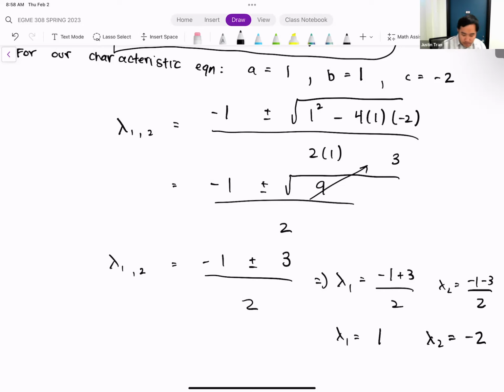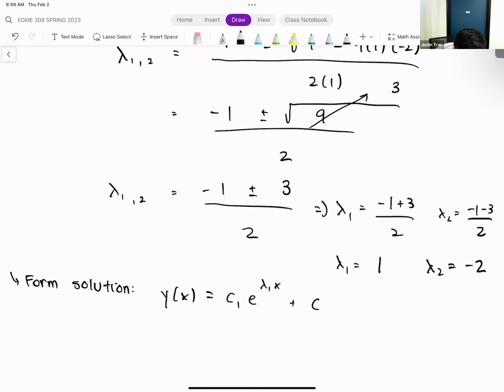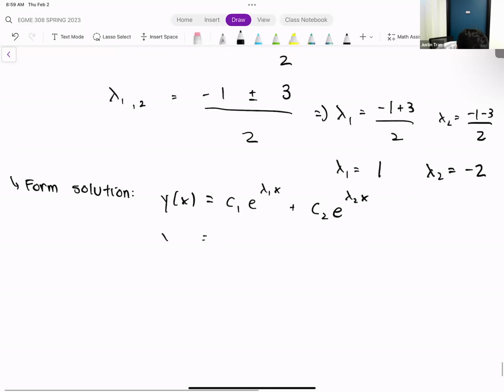All right, and so let's put this together. Now let's form our homogeneous solution. Now that we know the two roots, we know our solution is going to be C1 e to the lambda 1 x plus C2 e to the lambda 2 x. Okay, let's go ahead and plug in for lambda 1 and lambda 2. Lambda 1 we know is 1, so we have C1 e to the x plus C2 e to the minus 2x.